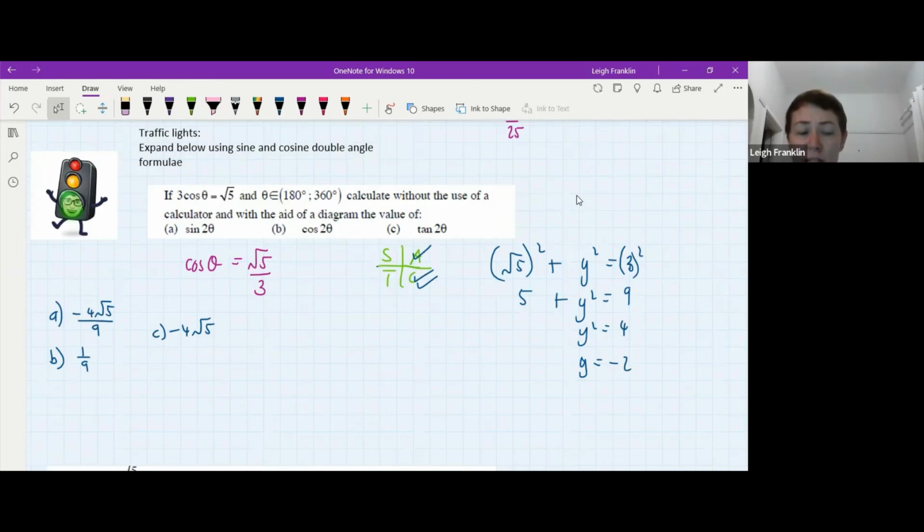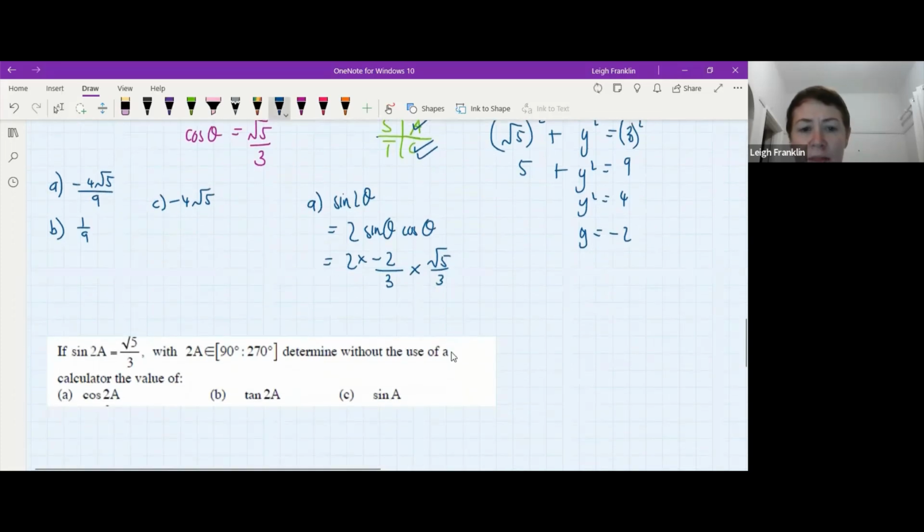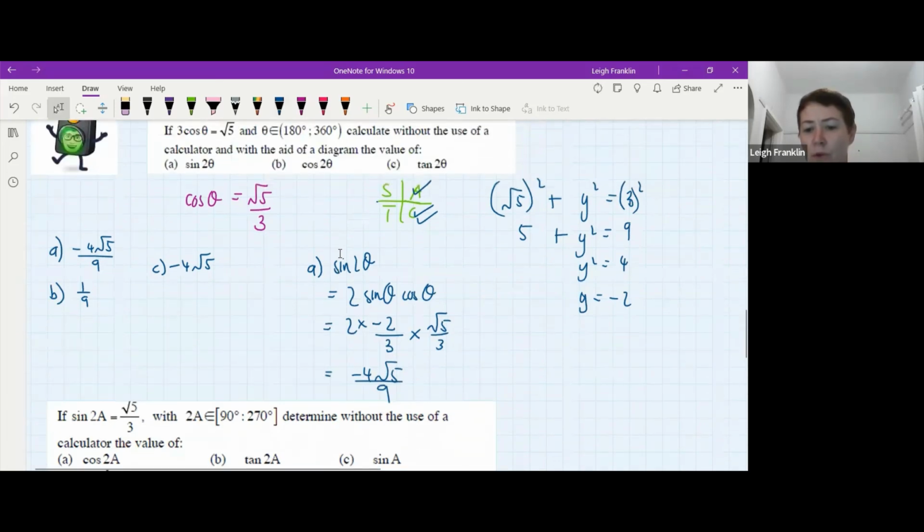-2, okay. So then in A, if we've got sine 2 theta, we're going to write that as 2 sine theta cos theta. And that becomes 2 times, and sine theta will be -2 over the value of r, which is 3, multiplied by cos theta, which in this case is √5/3. And that's where we end up with 2 times -2 is -4 times √5, and 3 times 3 is 9. That's where that comes from.